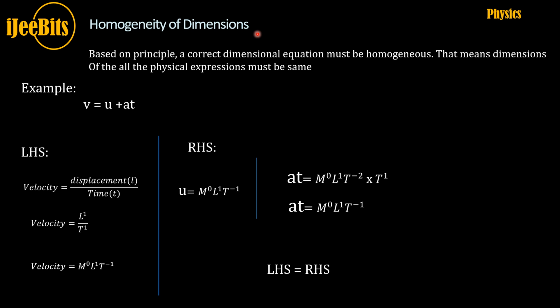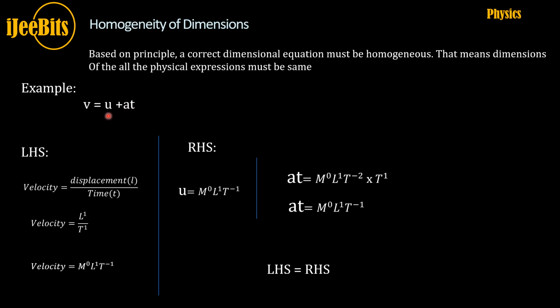Homogeneity of dimensions. Based on this principle, a correct dimensional equation must be homogeneous. What this means is that the dimensions of all physical expressions in this equation must be the same. So the dimensions of the LHS and the RHS, the left hand side versus the right hand side of the equation, should be the same. That is what we are going to check in the homogeneity of dimensions. If the dimensional formula for each expression in the equation is the same, then your formula holds good. Otherwise, your equation is probably wrong.